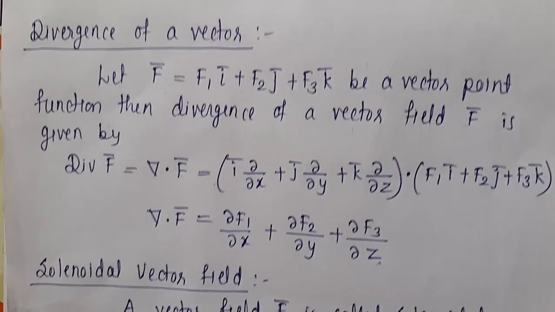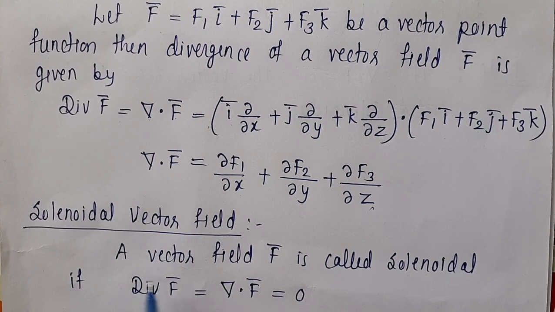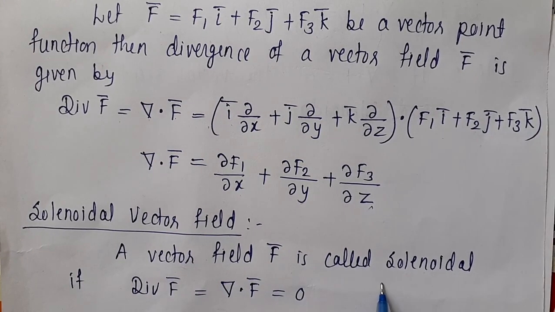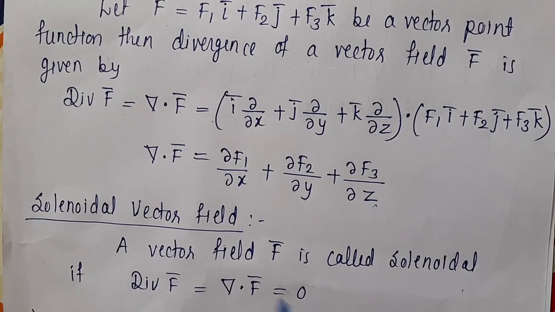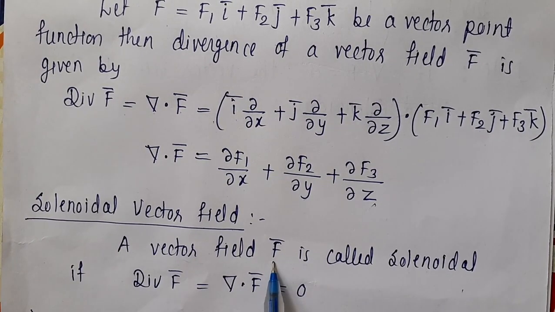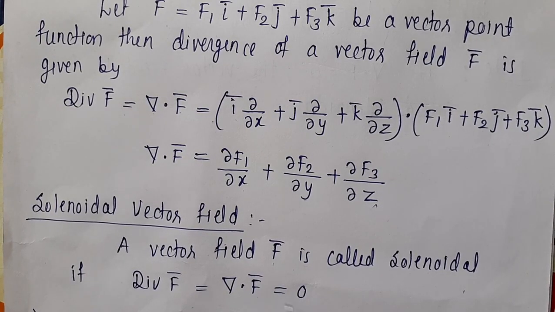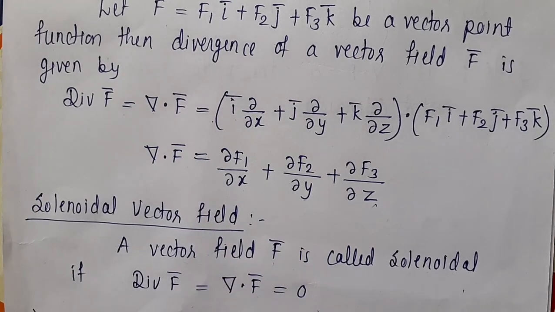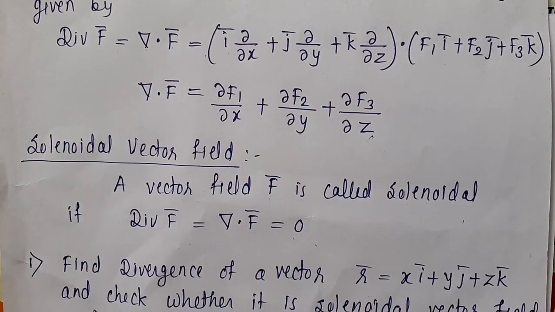Next is the solenoidal vector field. What is a solenoidal vector field? A vector field f is called solenoidal, where again this function is a vector point function, if and only if its divergence is equal to 0. Divergence means the dot product of del with f, and it is equal to 0.